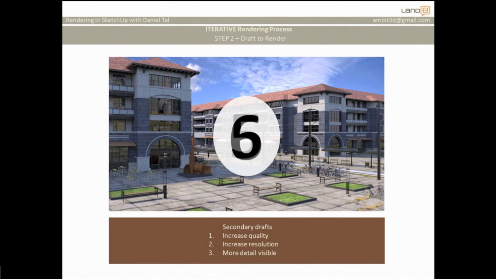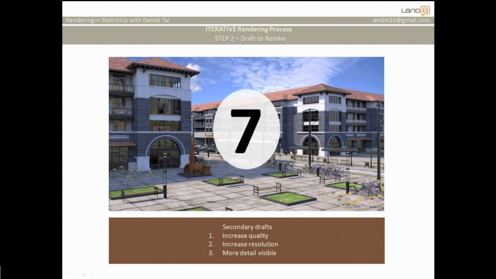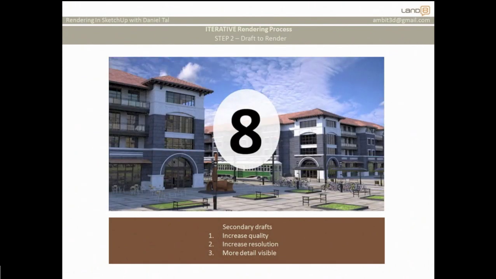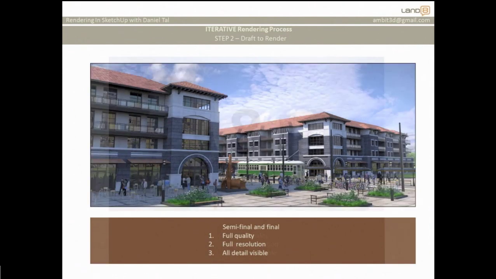And then I finally keep going. I add more detail by the time I'm doing my 6th render, my 7th render, and then I finally get to my last render before I do my final. In this case, I've adjusted my camera angle, I've adjusted my lighting, all my window reflections are correct, my background's nice, and that will let me go to my semi-final and my final rendering.